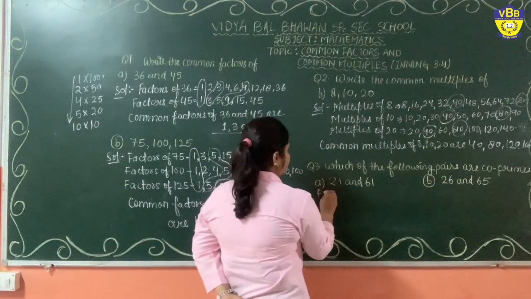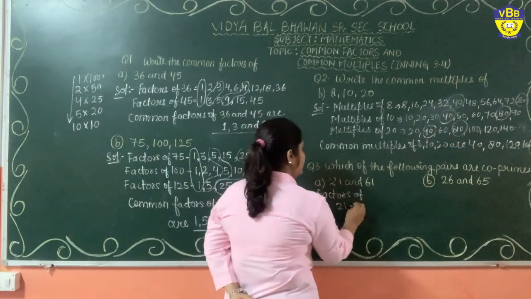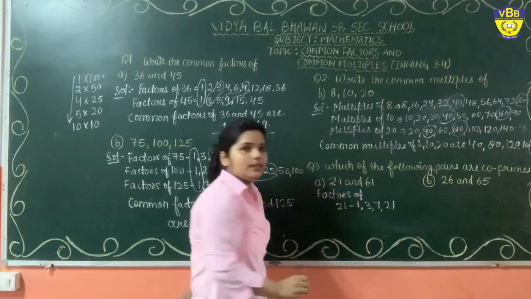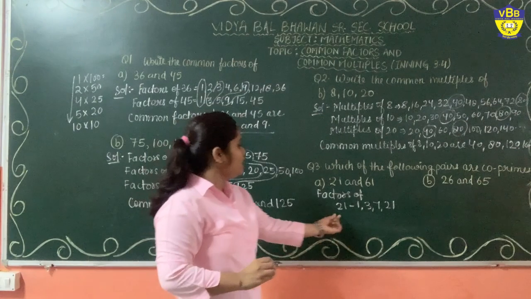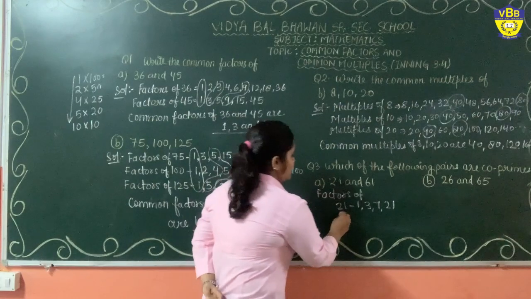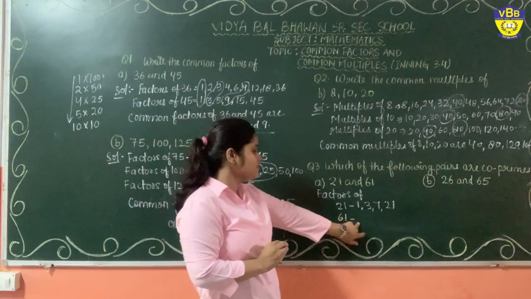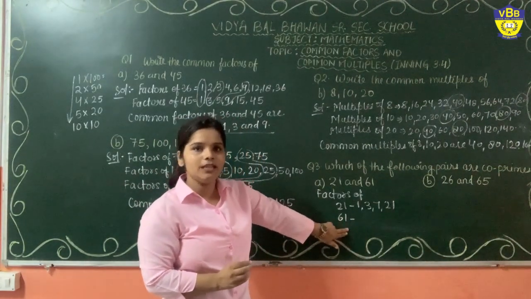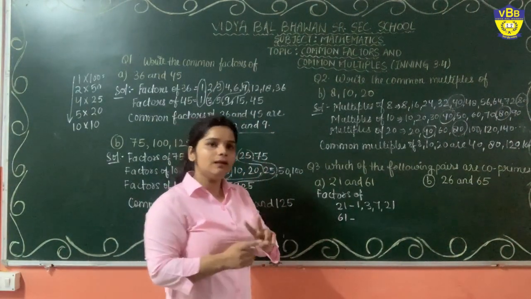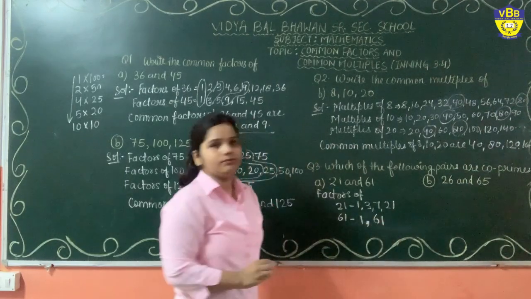So write factors of 21. We are writing factors of 21. It comes in the table of 1 and then 3, then 7, and then 21 directly. The second one is 61. When you write the factors of 61, it is a prime number. You all know that 61 is a prime number. So it will have only two factors, 1 and the number itself, that is 61.